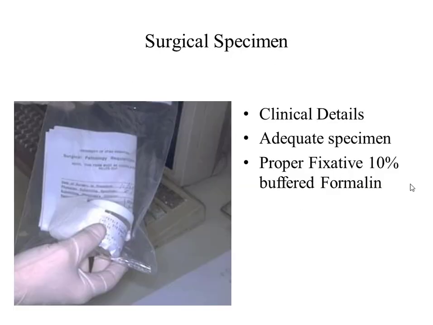Here you can see the main stages of the preparation of the slides. What do we have? When we receive from the surgeon material which was resected from the human body, it may have clinical details. The size of the specimen must be adequate if the doctor wants to have a whole answer. Proper fixation: 10% buffered formalin.